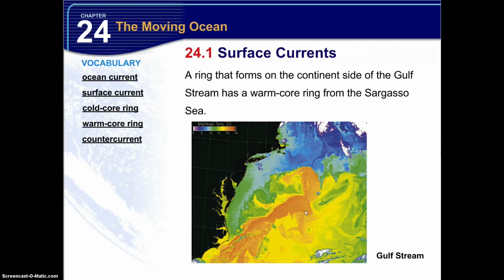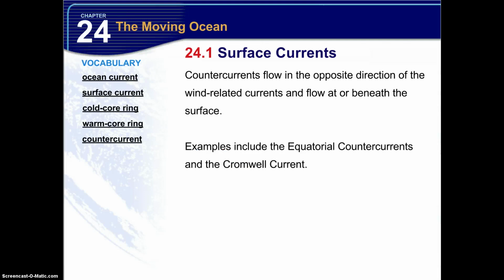So countercurrents flow in the opposite direction of the wind-related currents. They can flow at or beneath the surface. A couple examples include the equatorial countercurrents and the Cromwell current. Now the Cromwell current is a major ocean current due to its size and volume. The Atlantic and Indian Oceans also have many countercurrents.